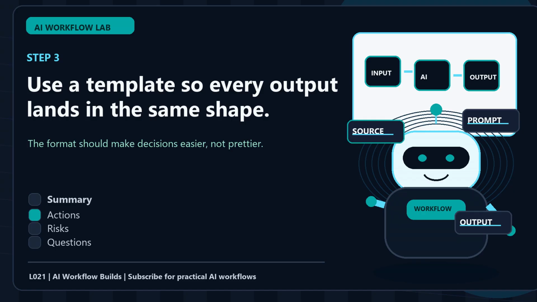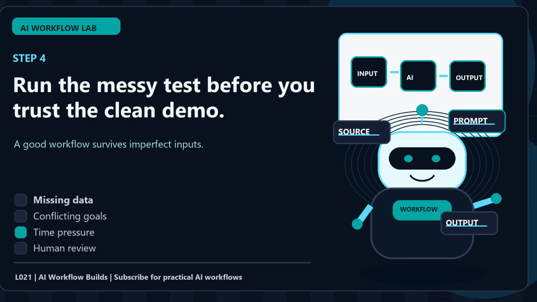The summary tells you what changed. The action list tells you what to do. The risk section tells you where to slow down. The questions tell you what is missing. If an AI output does not help you decide faster, it is not finished.